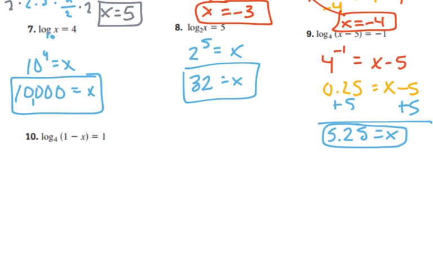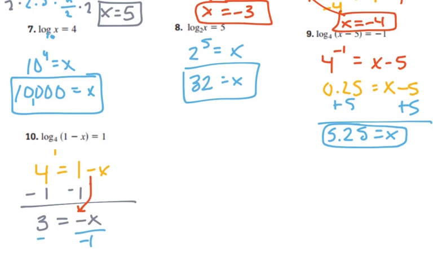The last example is kind of the same here, but it's 4 to the 1 is going to equal 1 minus x, again rewriting from log format to exponential format. And so in that case, we need to subtract a 1 from the 4, and that's going to equal negative x. Be careful not to drop your negative there. And so then we need to divide by that negative 1, and so x is negative 3.